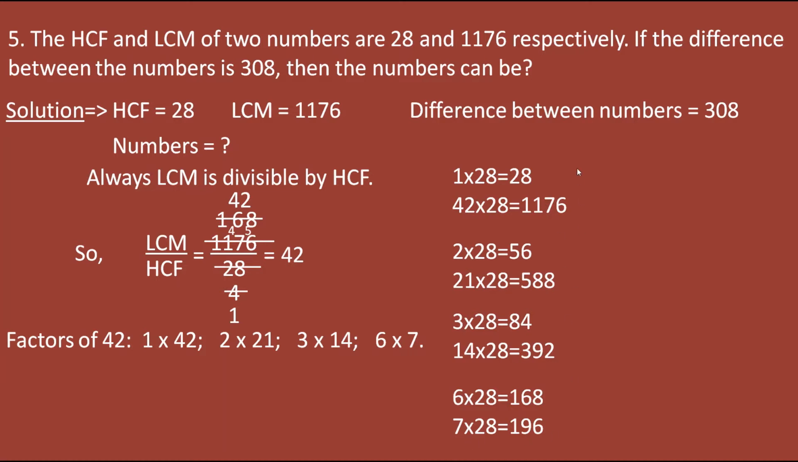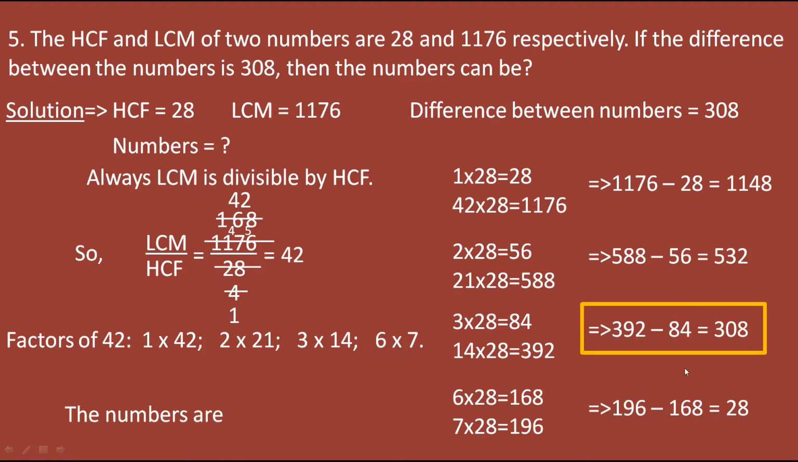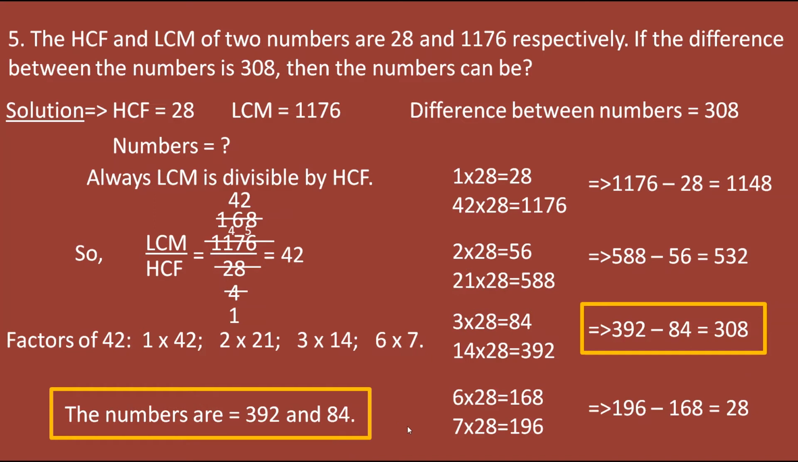Now what we have to do? We have to find the difference between these numbers. So 1176 minus 28 gives us 1148. Now here we are getting difference as 532. Here we are getting difference as 308 and here we are getting difference as 28, and we need the difference as 308, right? Therefore, the numbers are 392 and 84. And this is the final answer of this question.